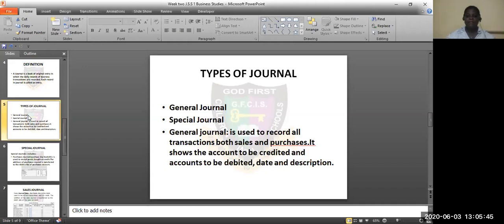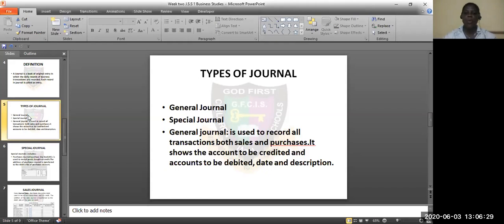From the word general journals, this is where every transaction that you make, either sales or purchases, is being recorded directly. Sales or purchases, you record it directly in the general journals. And general journals have a format. It has five columns. The first column is date, the second column is particulars, the third column is folio, the fourth column is account to be debited, and the fifth column is account to be credited.